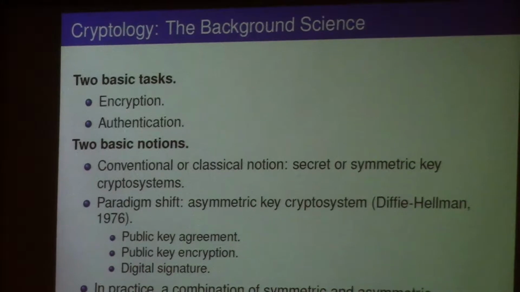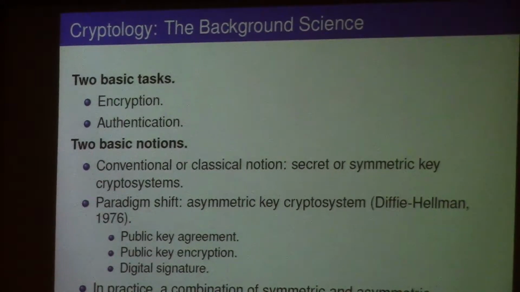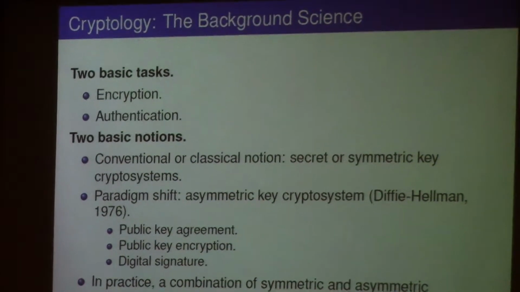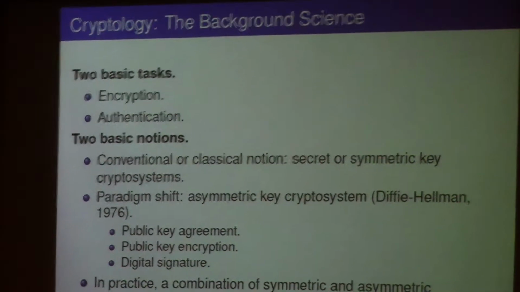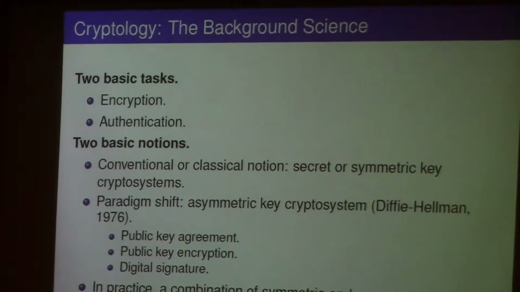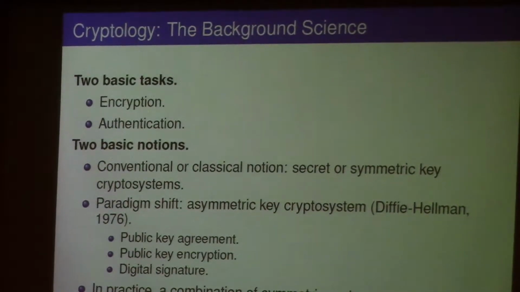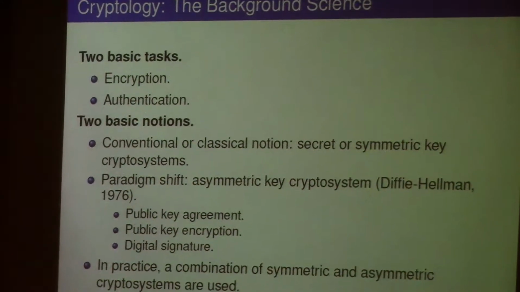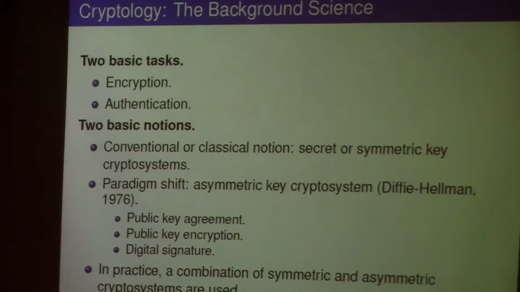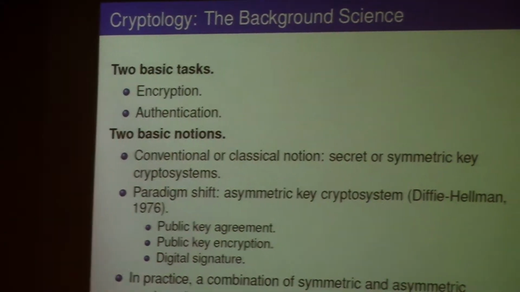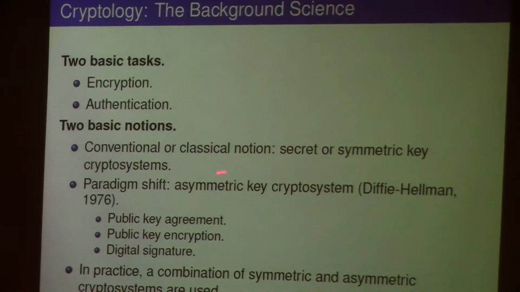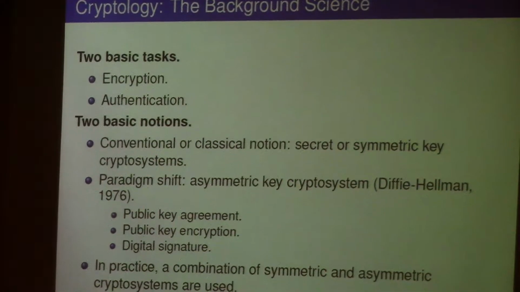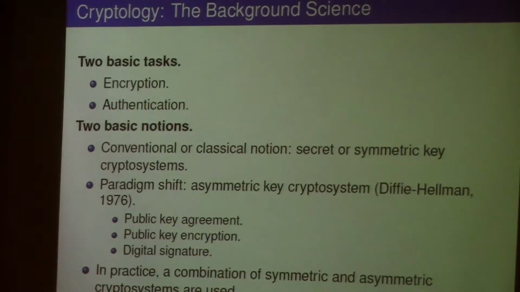The background science, of course, is cryptology, and broadly speaking, one can think of two basic tasks: encryption and authentication. If you're already a cryptologist, you know this. But if you're not, you may have heard of things called asymmetric key or public key encryption systems. So there are two basic notions or approaches to designing cryptography, very broad classifications. One is the conventional or classical notion, which is secret or symmetric cryptosystem, which was the only notion of cryptography until the 1970s.